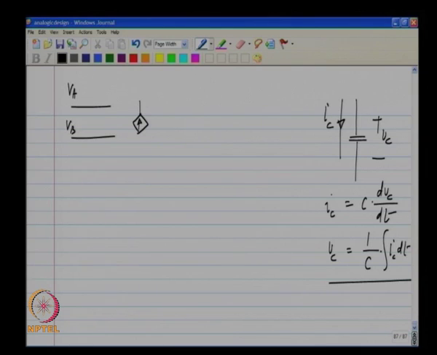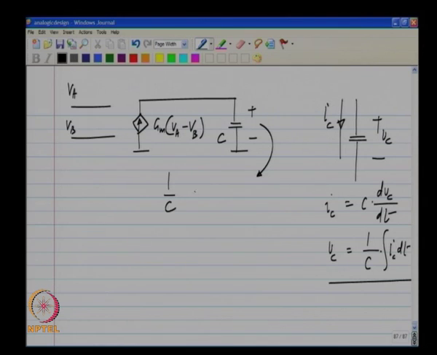So, I first use a voltage controlled current source which gives a current proportional to VA minus VB, and this current flows through a capacitor C to result in a voltage which is 1 over C integral of Gm times VA minus VB with respect to time. Okay.